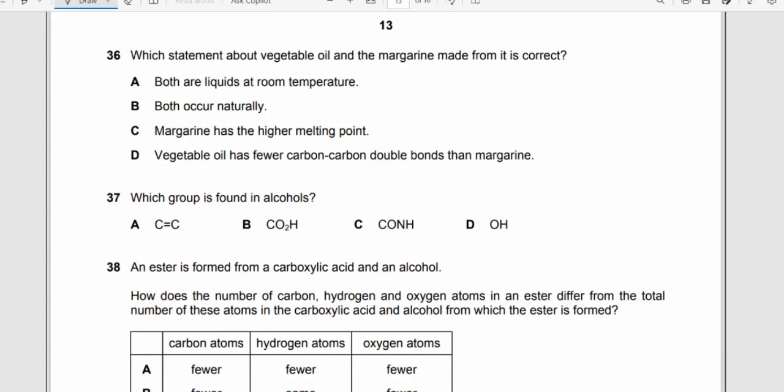Which statement about vegetable oil and the margarine made from it is correct? Both are liquid at room temperature. No.